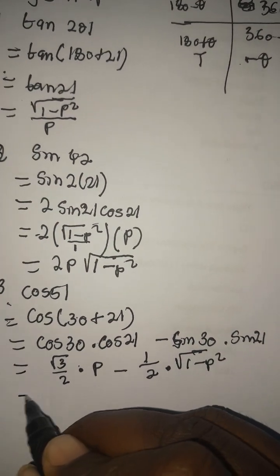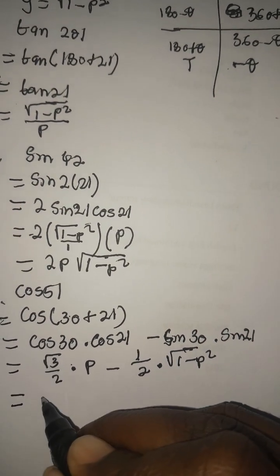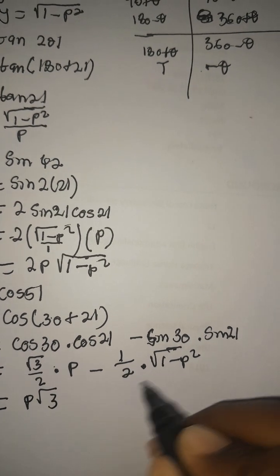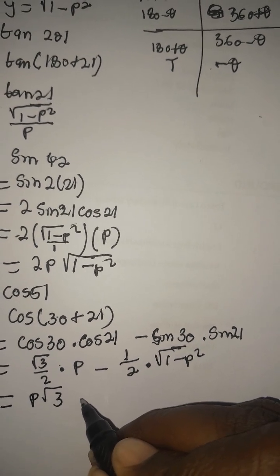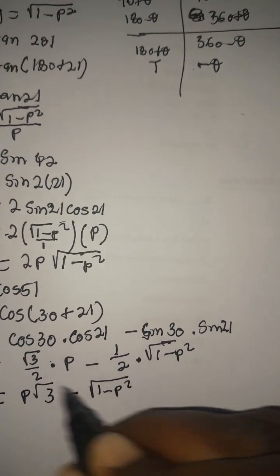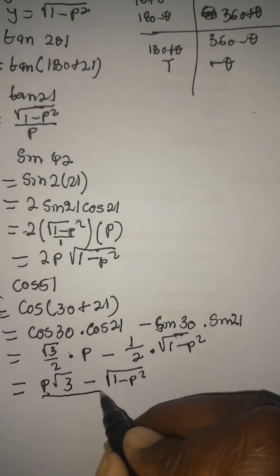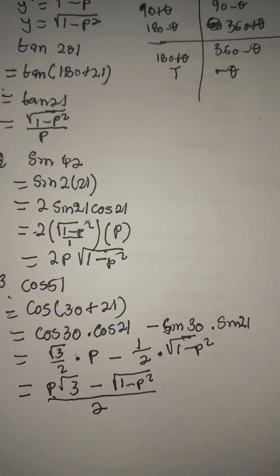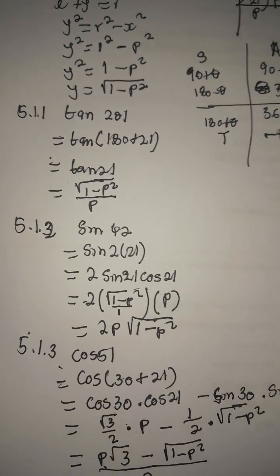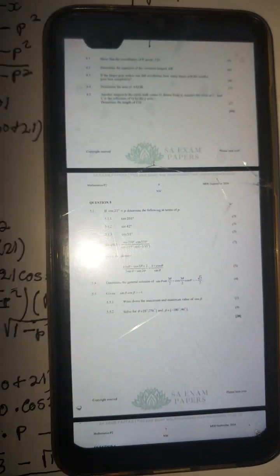So we'll have to simplify this. If we say root 3 multiplied by p, that's p root 3. Then if we say 1 times root 1 minus p squared, that's root 1 minus p squared. We can see the denominators are the same. You remember, you subtract the numerators, so we are going to divide by 2. So that's how it should be with 5.1.3.